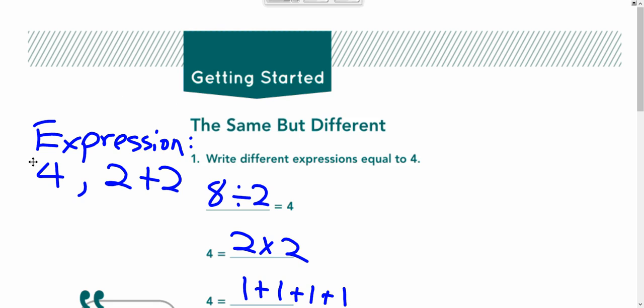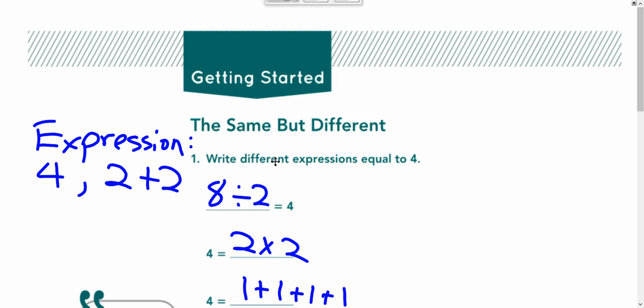Last topic we talked about expressions. And remember, expressions were just a number or a group of numbers with operations in between them. So for example, 4 is an expression. 2 plus 2 is an expression. And it doesn't just mean I do addition. I can do division, subtraction, and so on. I remember when we were doing order of operations, we were working with expressions. That's going to change today, all right?